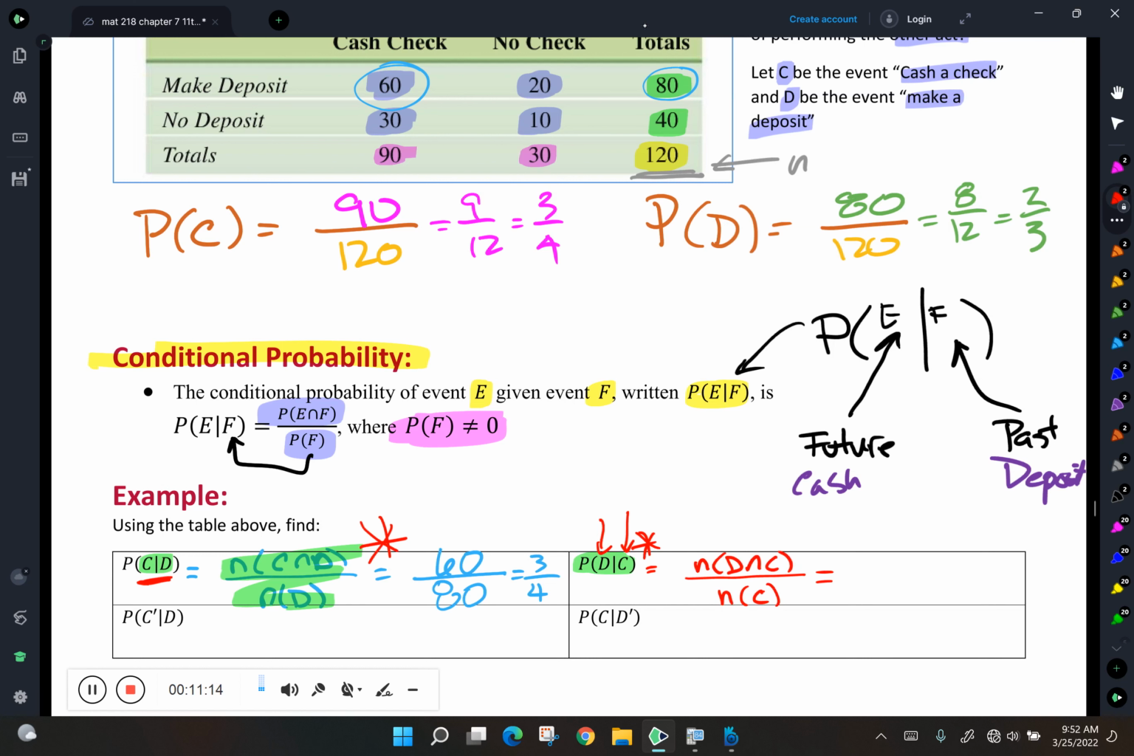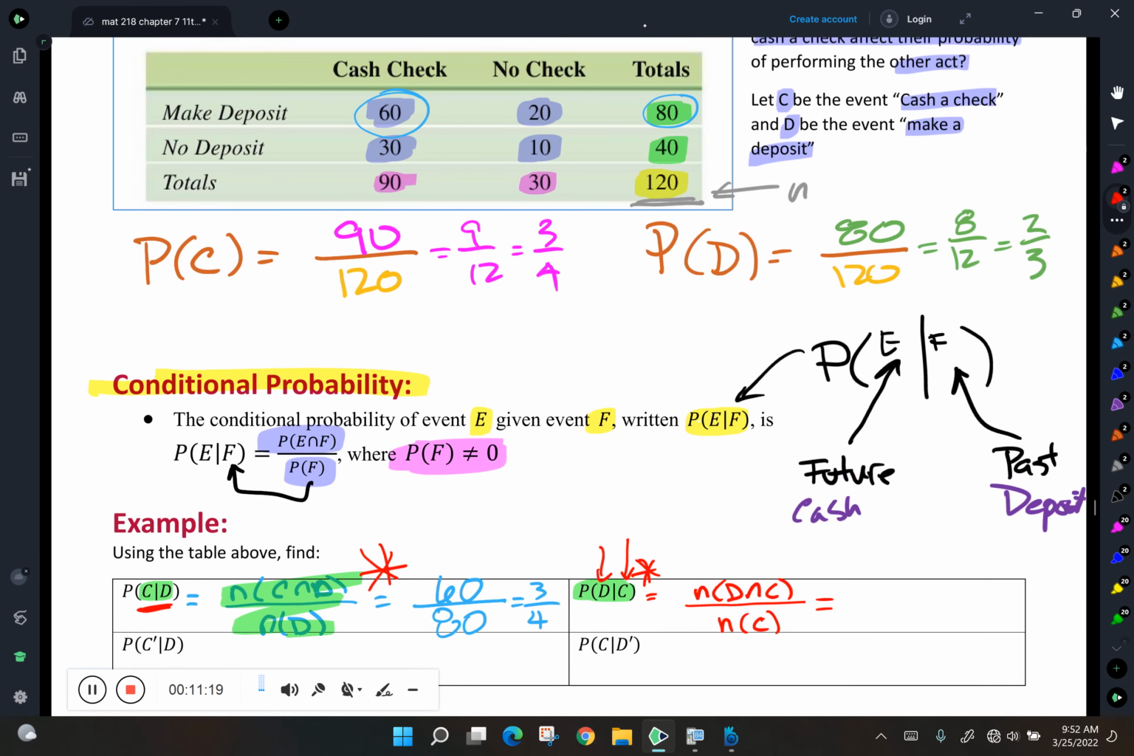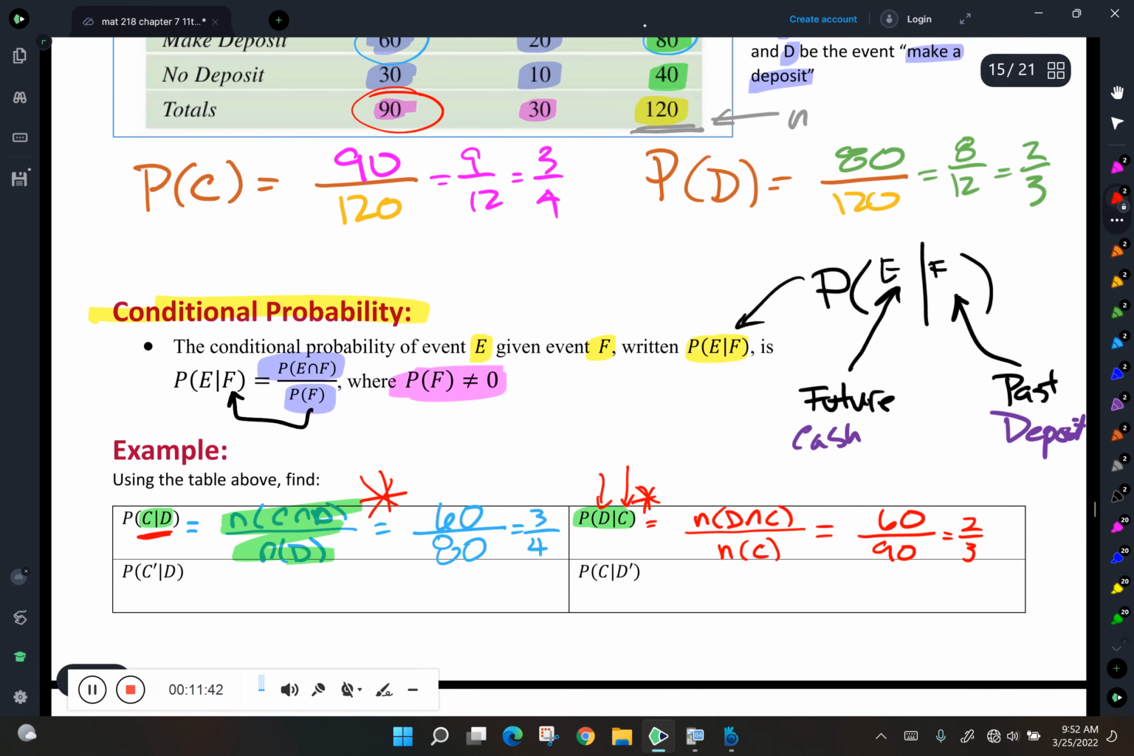Right. So I'm going to go with my table. I'm going to say, okay, how many people are in the deposit and cash a check? Well, that's going to be that 60 that we used. And then how many people are in the cash a check pile? Well, that's going to be this 90 right here. And so that's going to be 60 divided by 90. 60 divided by 90 is 2/3. All right. So I'm calculating conditional probabilities.